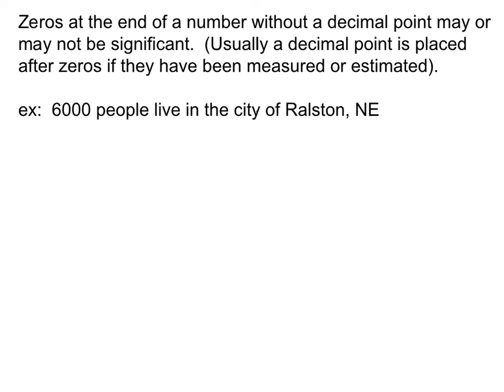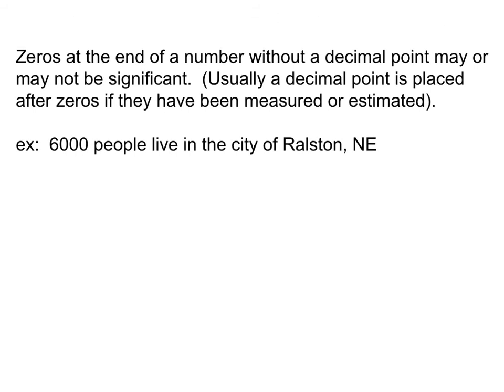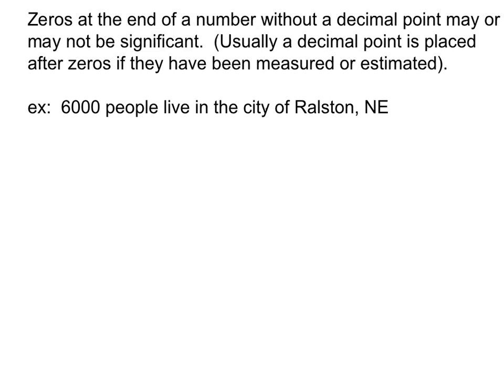So in this example, let's say the way we have this written, there are 6,000 people that live in the city of Ralston, Nebraska. The way I have it written, according to the significant figure rules, you will notice there is no decimal point. If I had you look at this number, I would say only the 6 is significant in this case.